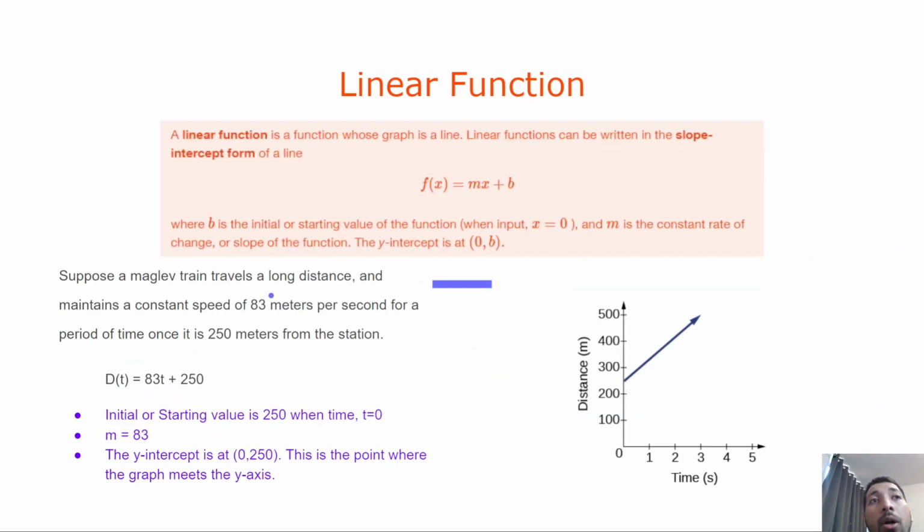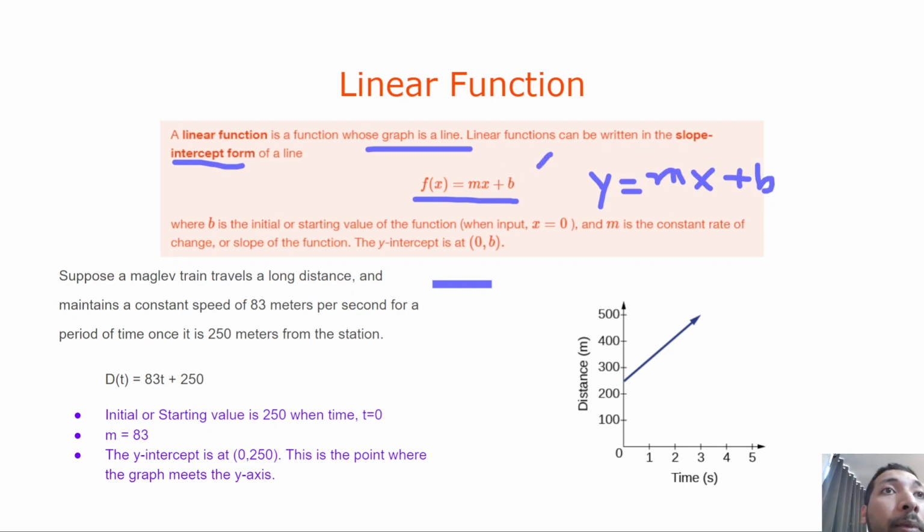So here is a quick summary of linear function. A linear function is a function whose graph is a line. If we cannot have any line on the graph, this cannot be a linear function. For the linear function, we can write the slope-intercept form, which is y equals mx plus b. This slope-intercept form will be explained in detail in the upcoming videos. In this case, this b will represent the initial value and this m would represent the constant rate. This b is also termed as the y-intercept. The y-intercept is the point where the graph touches the y-axis.